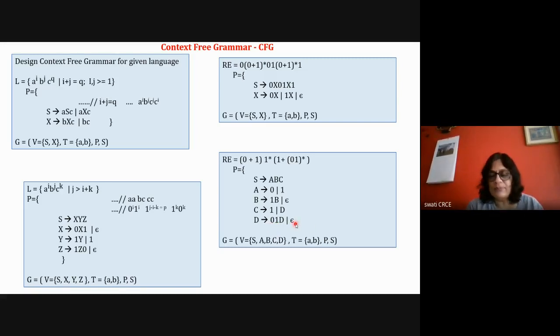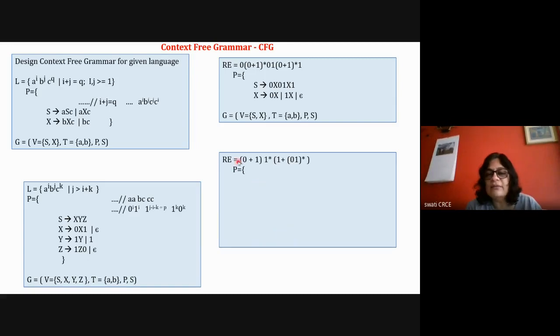Okay. So let's see again, here it is divided into three parts, A, B and C. S is equal to ABC. A is equal to either 0 or 1. B is equal to 1 star, so 1B or epsilon. Then C is equal to either 1 or D, where D is equal to 0, 1 star. So D will be 0, 1, D or epsilon.